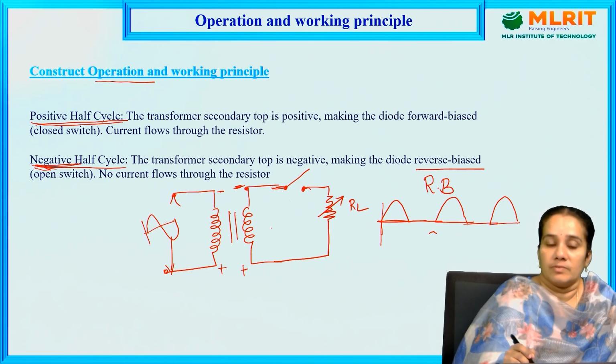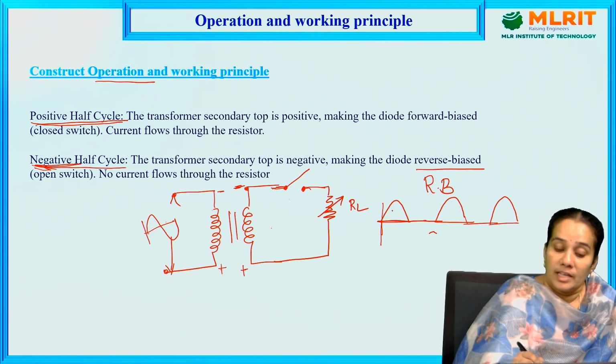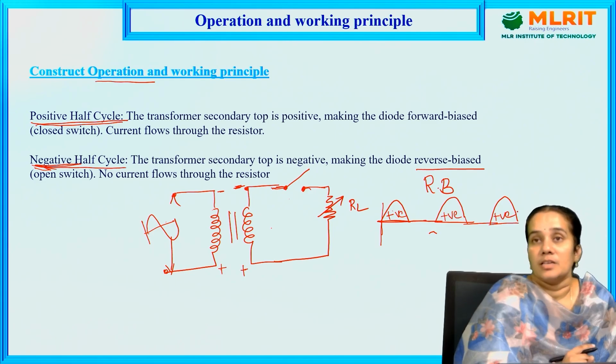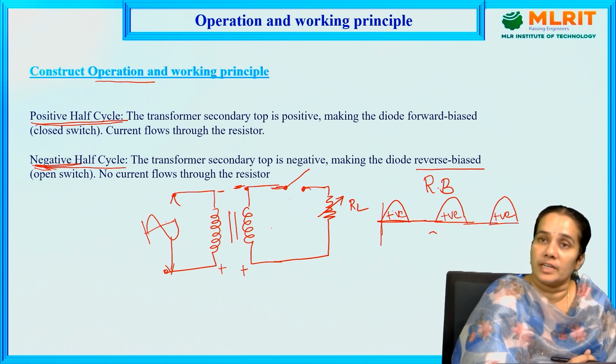So that is why it is called a half-wave rectifier. It is called a half-wave rectifier because the rectifier rectifies only the positive half cycle. So here the efficiency is reduced. Why? Because out of 100%, we are getting only 50% in the output.